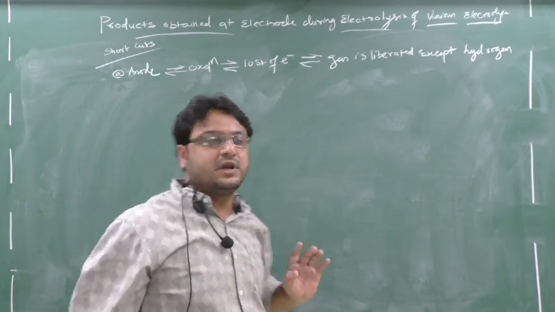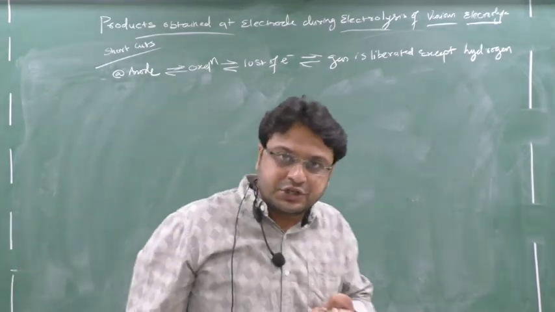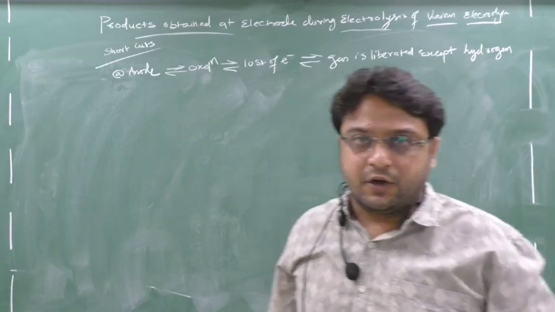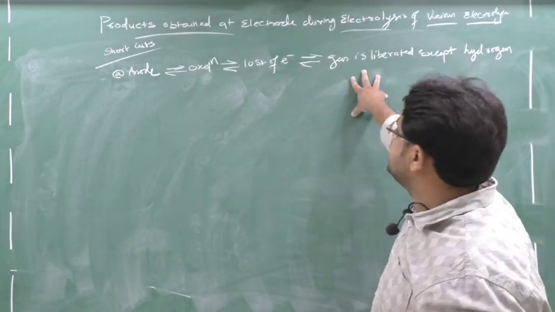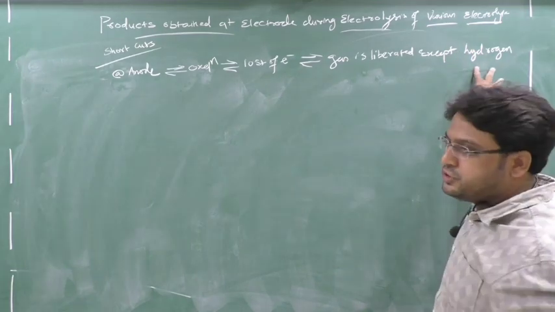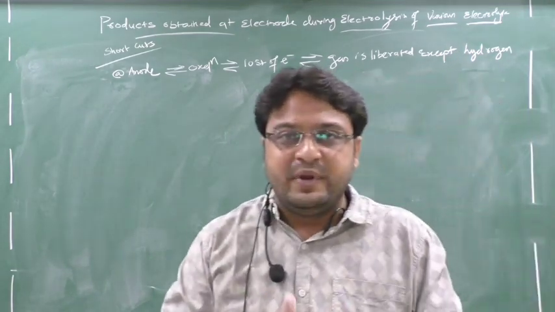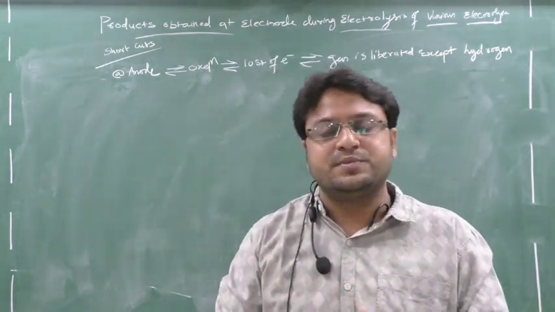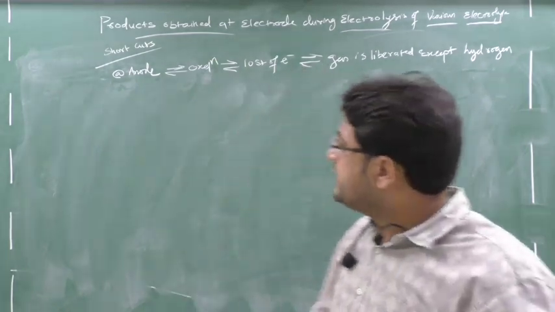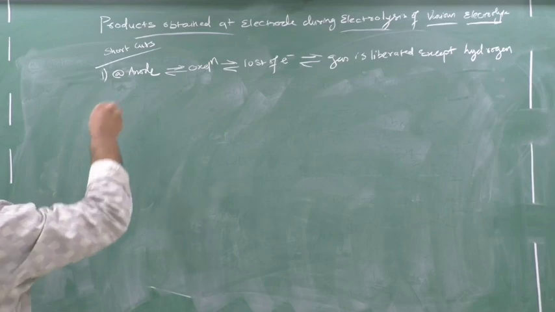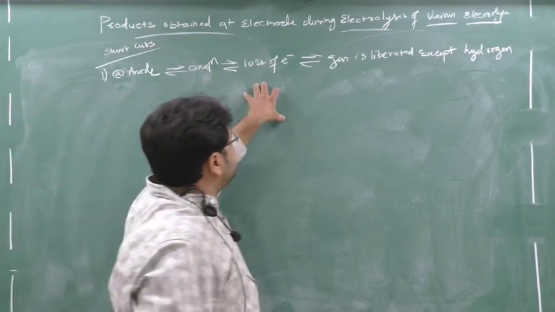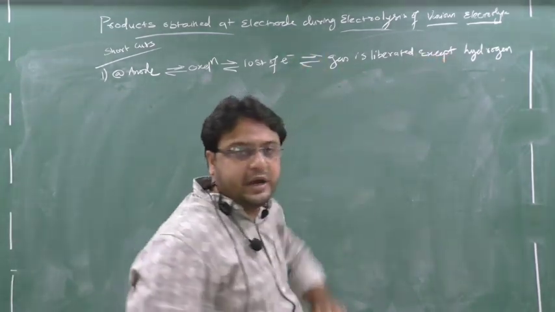Please remember this. At anode what occurs? Oxidation. Oxidation means loss of electron, and at anode gas is liberated except hydrogen. Why hydrogen? Hydrogen will be liberated at cathode because of the positive charge, H plus. Clear? So please remember this first shortcut: at anode oxidation occurs, oxidation means loss of electron, gas is liberated except hydrogen.